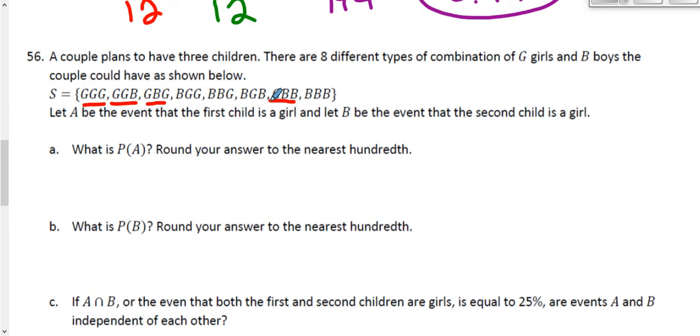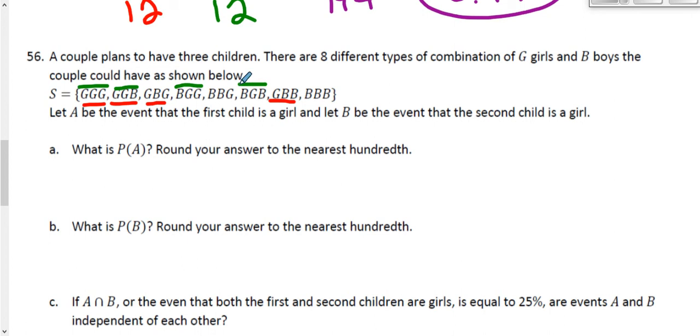Up next is the event that the second child is a girl. So that's a completely different scenario. I'm going to use green to underline that one. I don't care what the first child was now. I'm going to draw this line on top. I'm going to overline the second child being a girl. So here, where they're all girls, the second letter is G. Here, the second letter is G. This one is a boy. This one is a girl. There's another boy. Here, the second child's a girl.